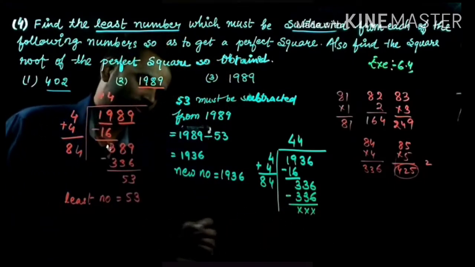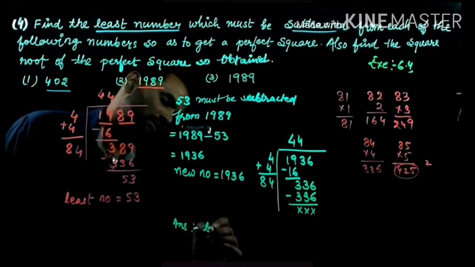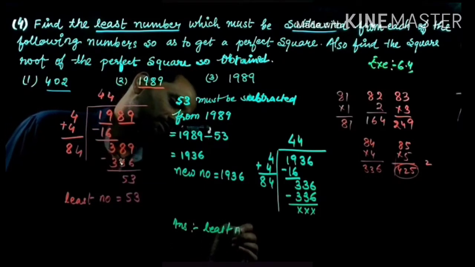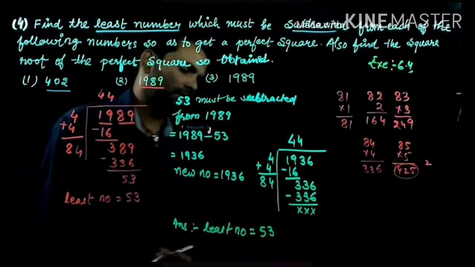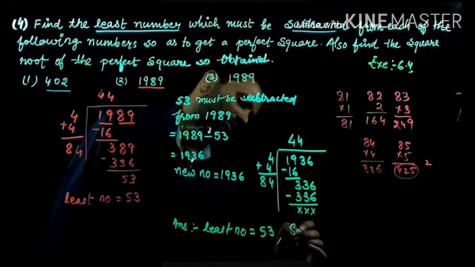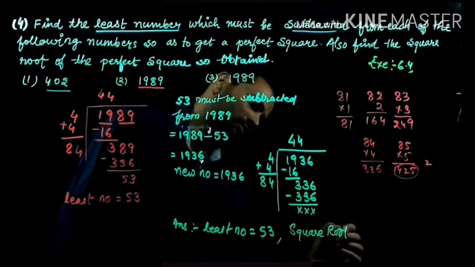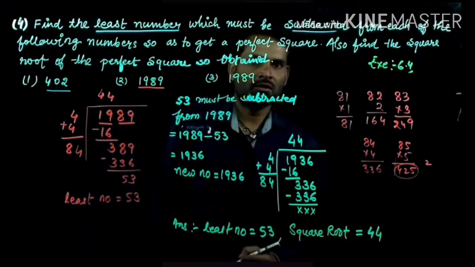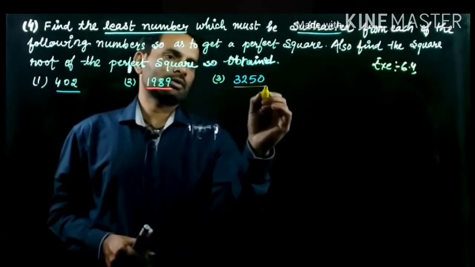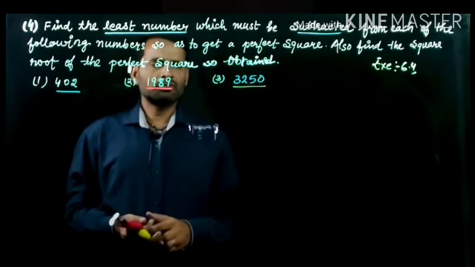Okay, it means the answer, the least number, is 53. And the square root is 44.